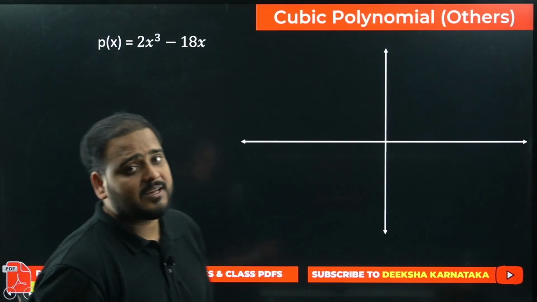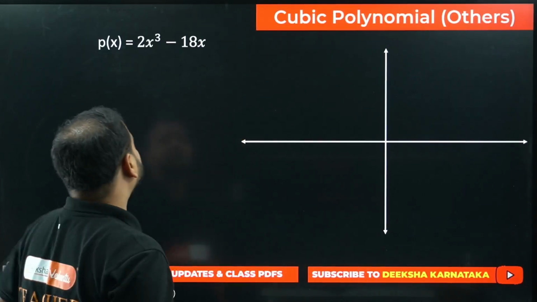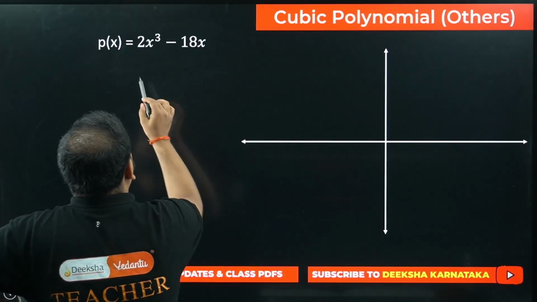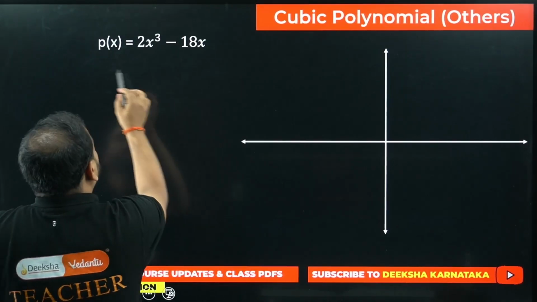Now cubic is there. Cubic means what? Have a look. I can draw this like this. I can do the same thing again.